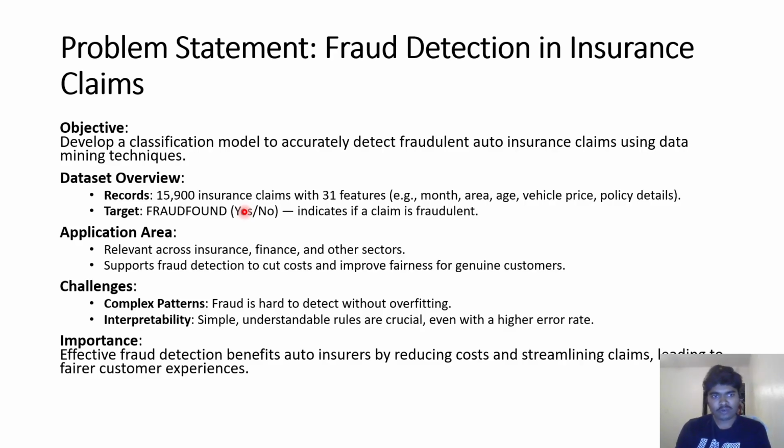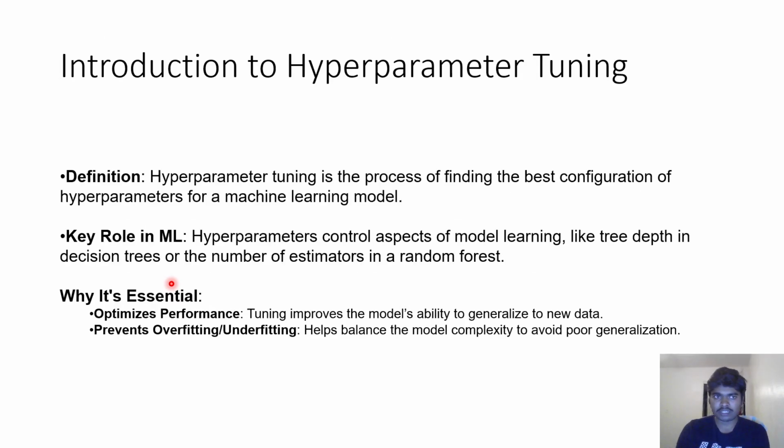I found some data with around 31 features and 15,900 insurance claims. The features include month, area, age, vehicle price, policy details, and so on. They also indicated whether fraud has happened or not. The challenge I faced is that fraud is hard to detect without overfitting. So this is all about the data set and the problem I have taken.